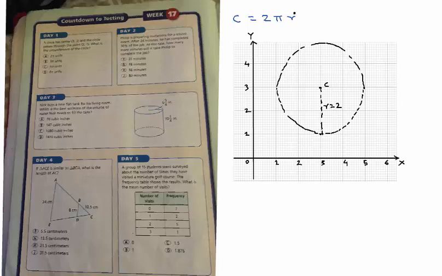So then we got this r is equal to 2, so all we need to do is plug in r is equal to 2 in our formula. We get 2 pi r is equal to 4 pi, right? So the right answer is C, 4 pi units. We are done with day 1.